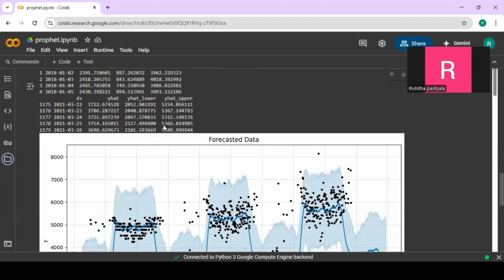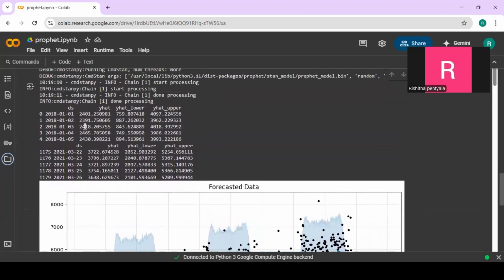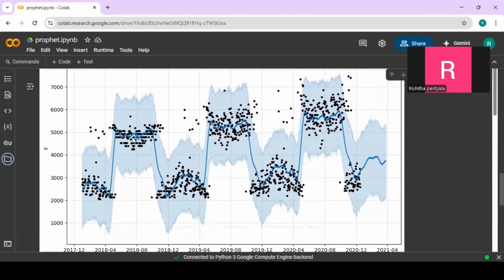Now let us observe the data forecasting. So here, all these black dots represent the actual data points. The blue line represents the prediction, and this indicates the lower bound, and this indicates the upper bound.